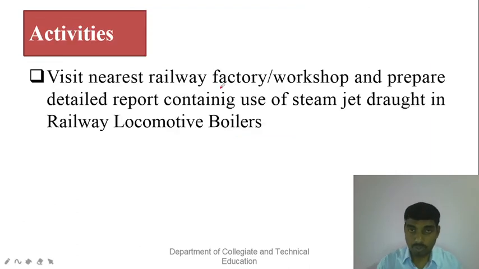So students, these are the MCQs for your reference, and I have given some activities for your better understanding of the draught system. Please visit any nearby railway factory or workshop. There you will see some railway locomotive engines. There you have locomotive boilers. Please find the locomotive boiler. In that you have steam jet draught devices. Go through there and write up the position of the steam jet draught, whether it is induced or forced. Take a note and prepare a detailed report. This is the activity for your future understanding.